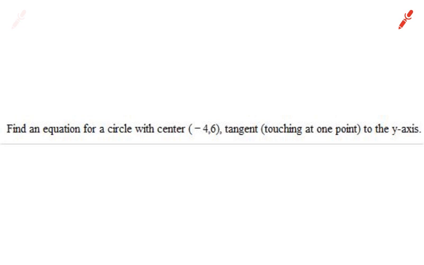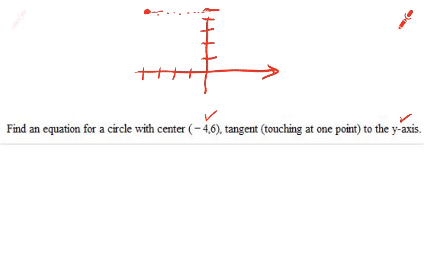Now, let's find an equation for a circle with the center here at negative 4, 6, and it touches the y-axis. So, if we were to graph that, we would have negative 1, negative 2, negative 3, negative 4, and then up 6. Anyway, the important thing right now is how far is this circle from where it touches the y-axis? It is 1, 2, 3, 4. The radius is 4 units long.